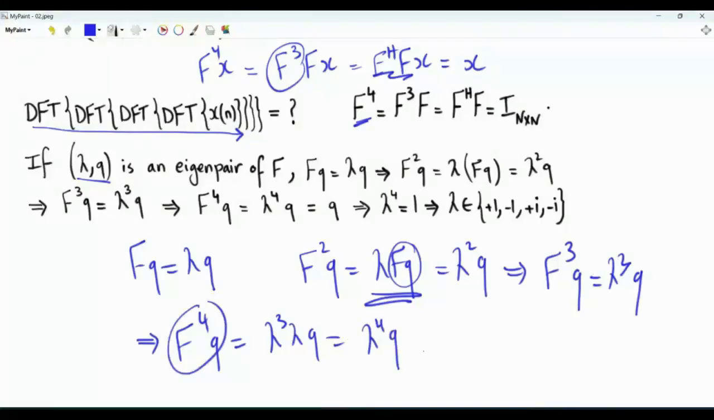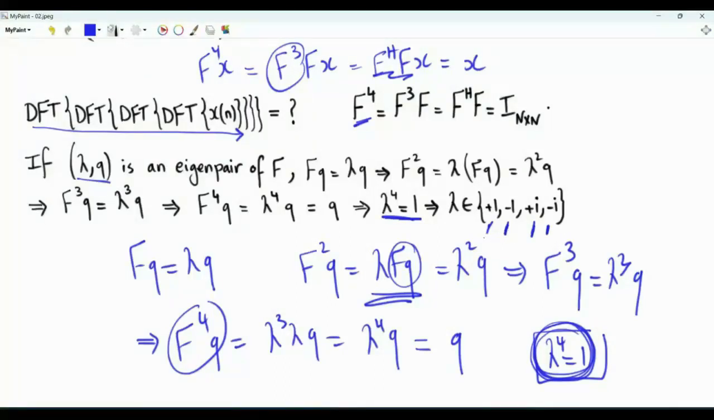But F to the 4 is the identity matrix, so this is equal to q. Lambda to the 4 times this non-zero vector q is equal to q. Then lambda to the 4 is equal to 1. Lambda is an eigenvalue of F. Lambda satisfies the equation that lambda to the power 4 is exactly equal to 1. This means that the possible eigenvalues of the unitary DFT matrix are the solutions to this quartic polynomial equation, plus 1 or minus 1, plus i or minus i.